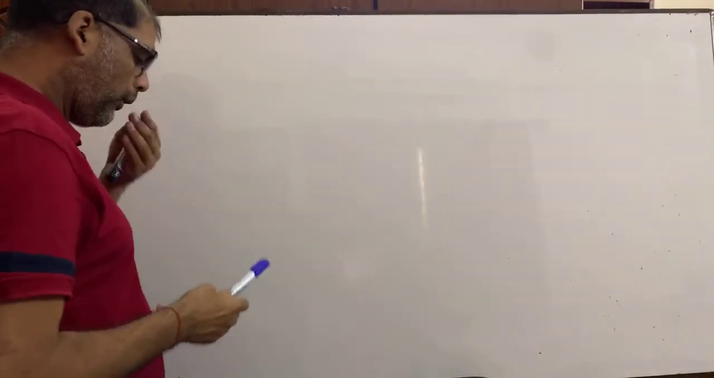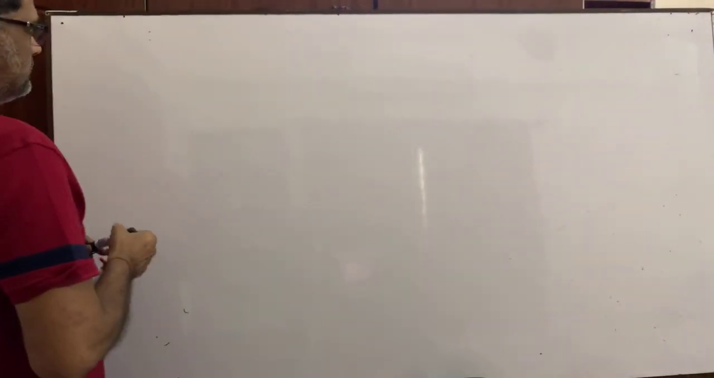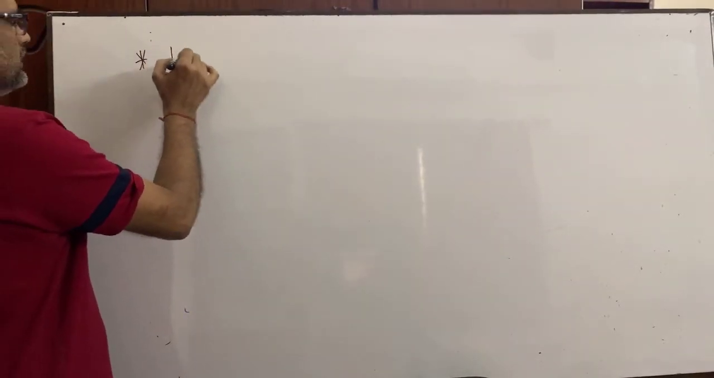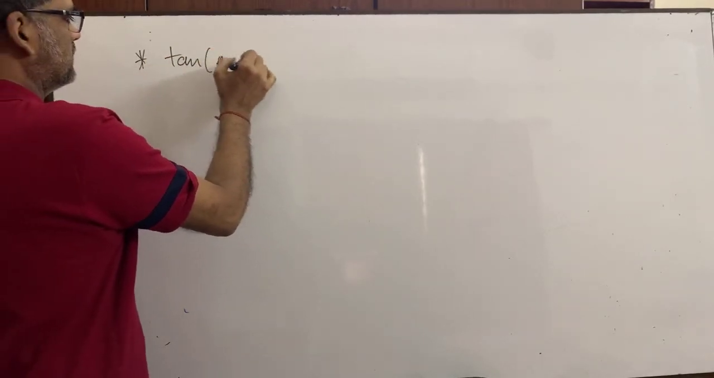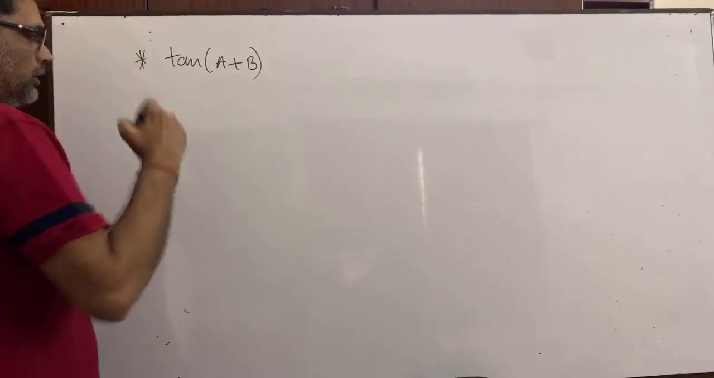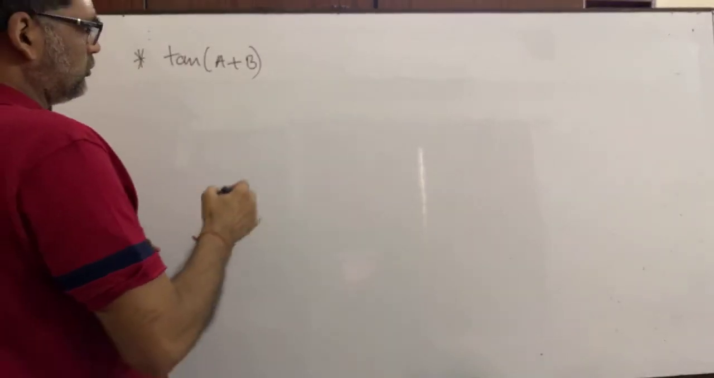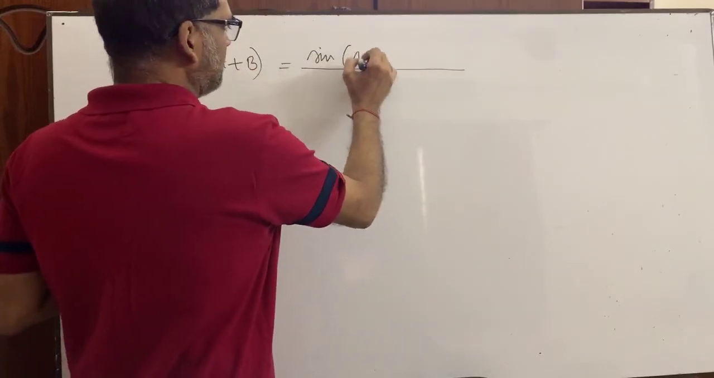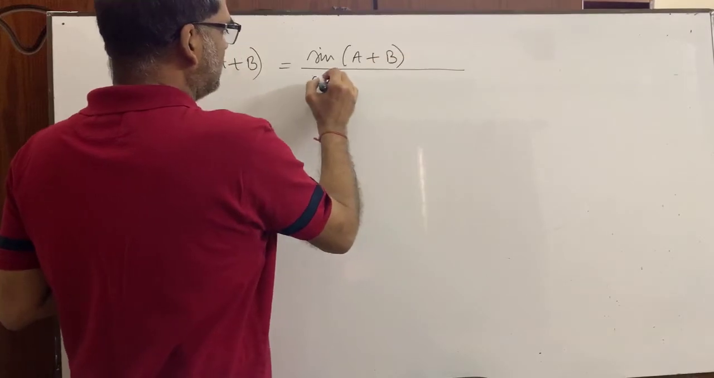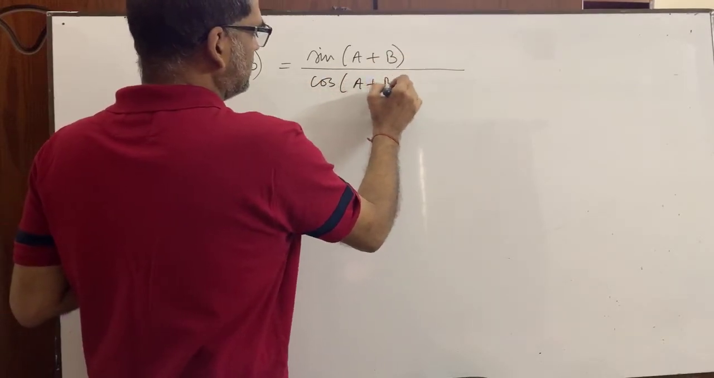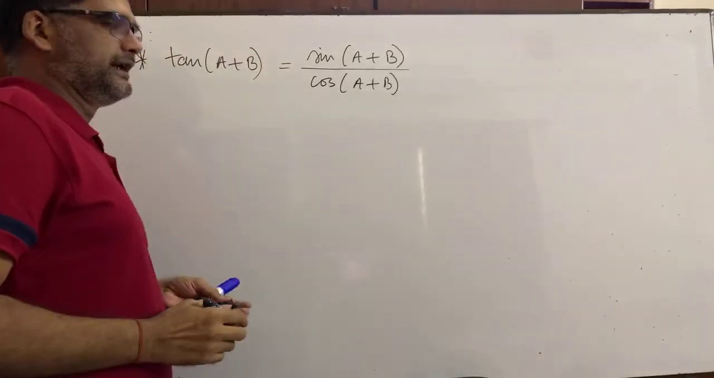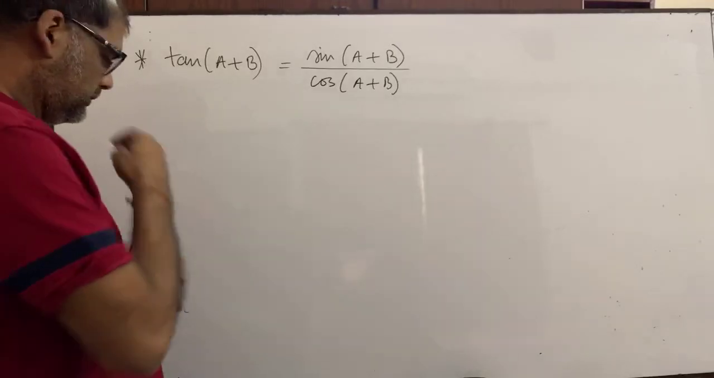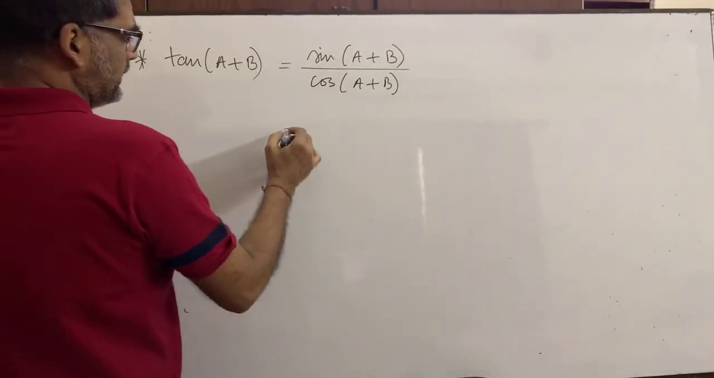Okay. Write down. Most important formula. Tan of a plus b equals to what? Tan of a plus b equals to what? What can we write? This is sine of a plus b by cos of a plus b. We can write this. Tan theta equals to what? Sin theta by cos theta. Okay, that's good.